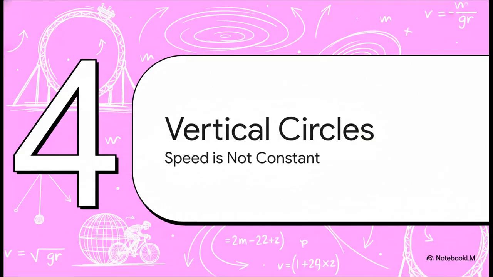Okay, for our last section, let's completely change things up. We've been talking about horizontal circles, right, where the speed can stay constant. But what happens when we go vertical? Think about a roller coaster loop. Now gravity is a huge part of the picture, and things get a lot more interesting.